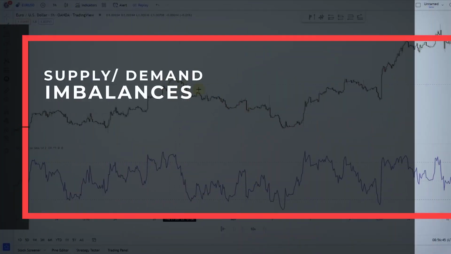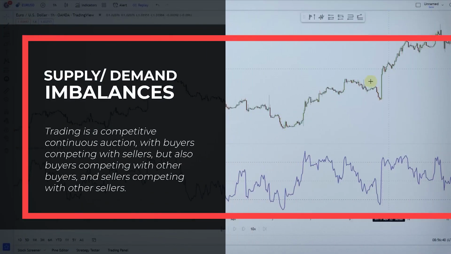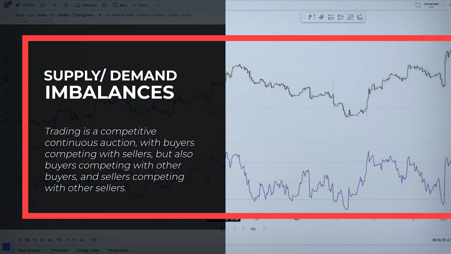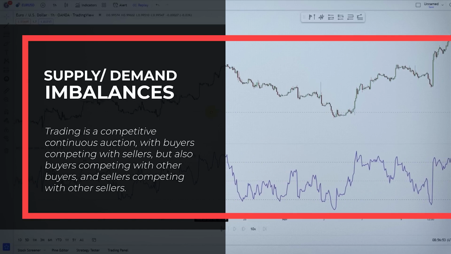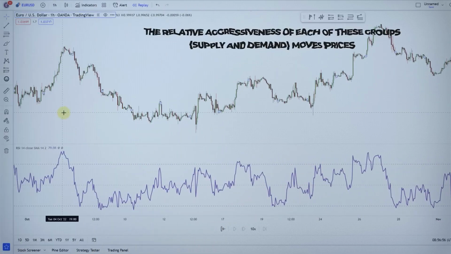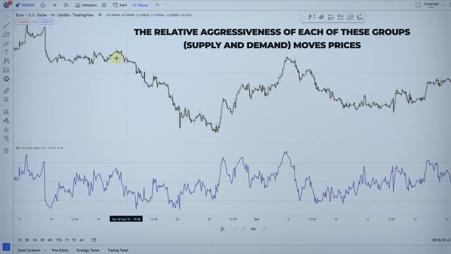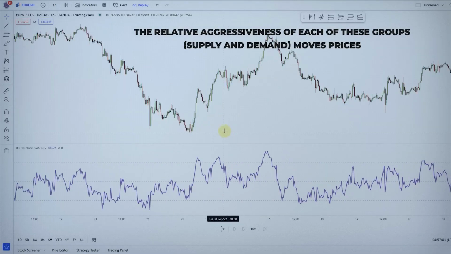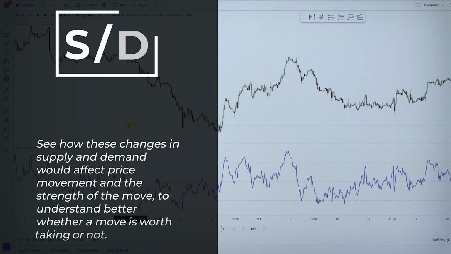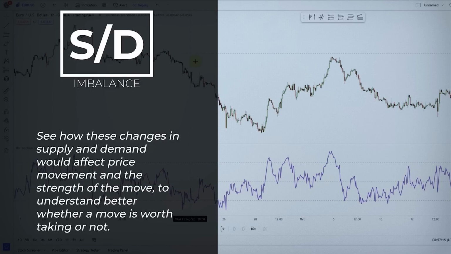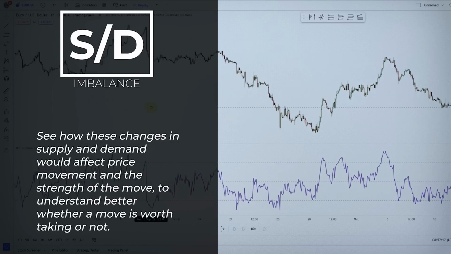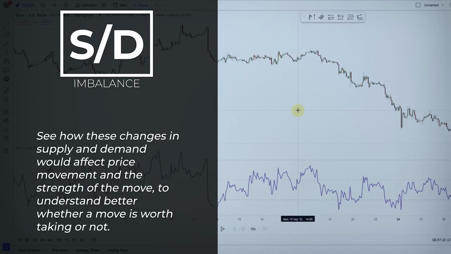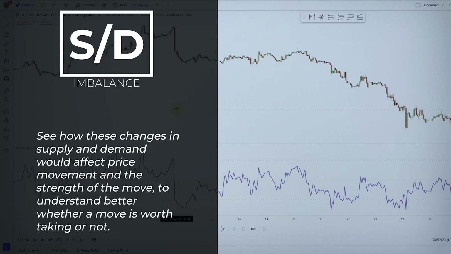At its core, trading is a competitive continuous action with buyers competing with sellers, but also buyers competing with other buyers and sellers competing with other sellers. It's the relative aggressiveness of each of these groups, namely the supply and demand, which moves prices. When you look at supply and demand imbalances to trade, you are not interested in looking at it from an economic point of view. Instead, you are interested to see how these changes in supply and demand would affect price movements and the strength of the move, and to understand better whether a move is worth taking or not.